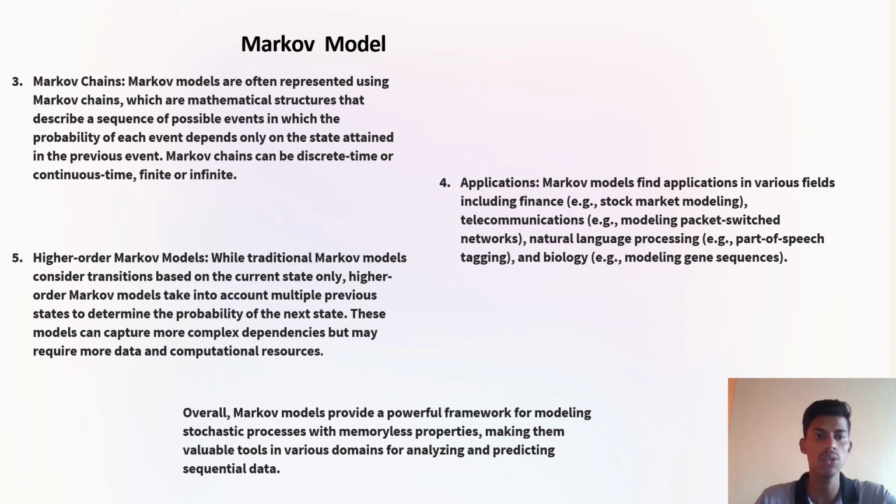And the third, Markov chains. Markov models are often represented using Markov chains, which are mathematical structures that describe a sequence of possible events in which the probability of each event depends only on the state in the previous event. Markov chains can be discrete time or continuous time, finite or infinite.